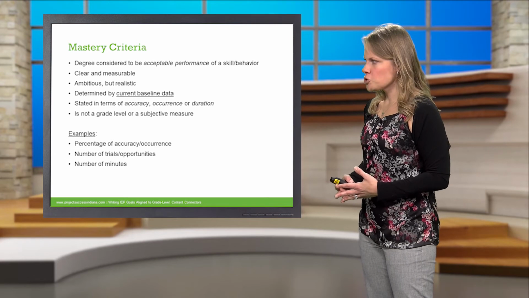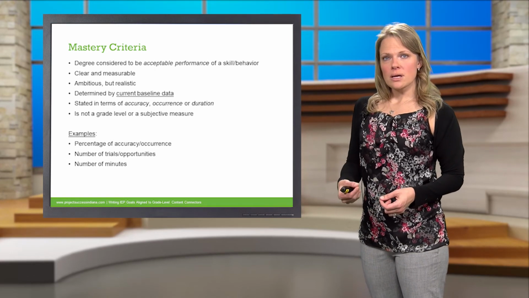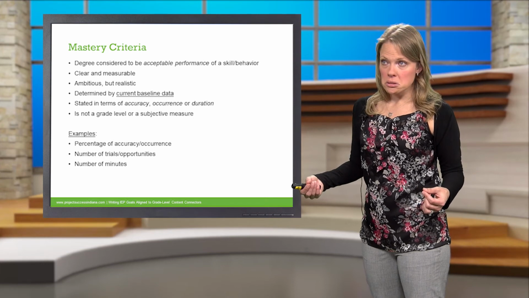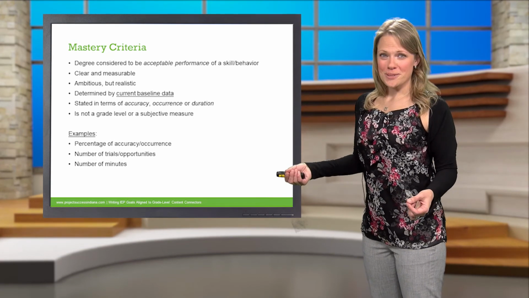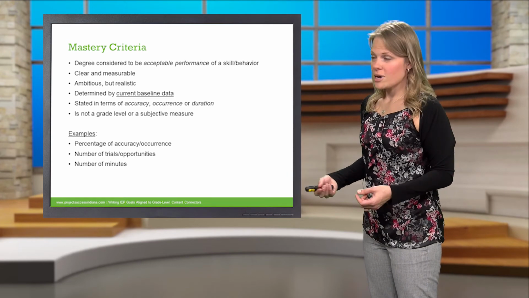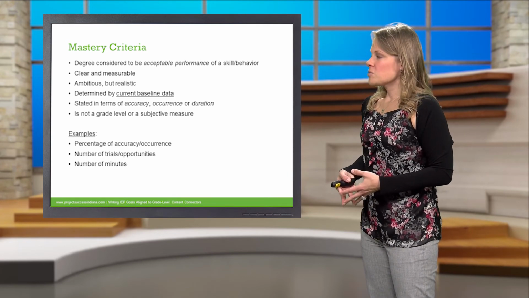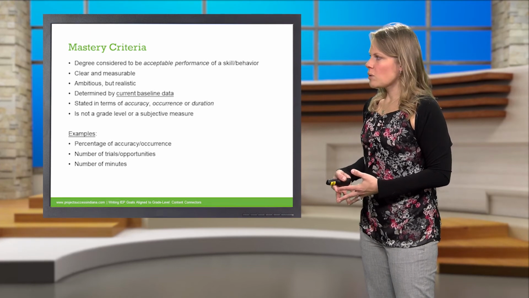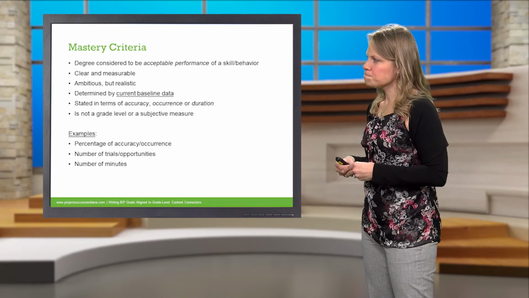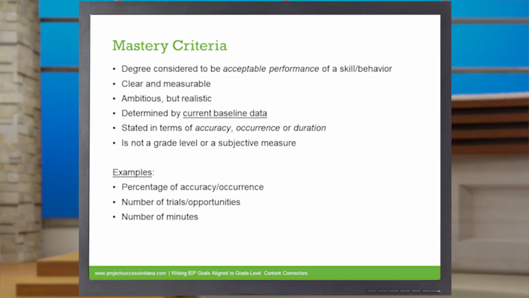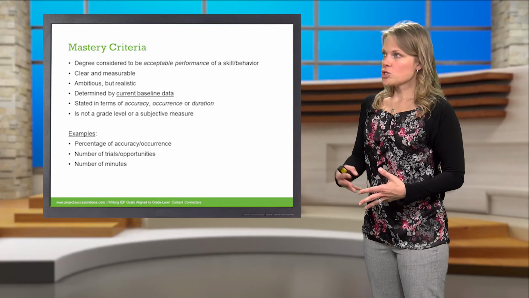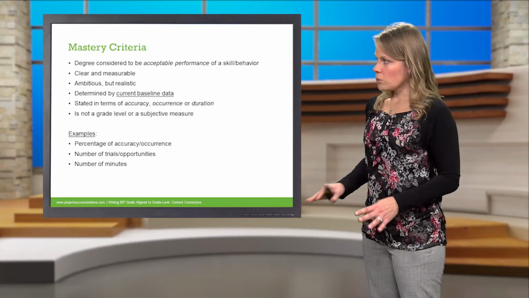The mastery criteria should be determined by current baseline data. So if you have baseline data showing a student is performing this skill at, let's say 20%, we're not going to up it to 80% within one year of writing this measurable annual goal. The criteria needs to be determined by what's currently going on with that student regarding that skill. The mastery criteria can be stated in terms of accuracy, how accurately a student is performing the skill or behavior, how often it occurs, or how long it occurs, the duration. It's not a grade level or a subjective measure, so in our mastery criteria we're not going to say they will reach a particular grade level and that's considered mastery. We're going to stay away from that.